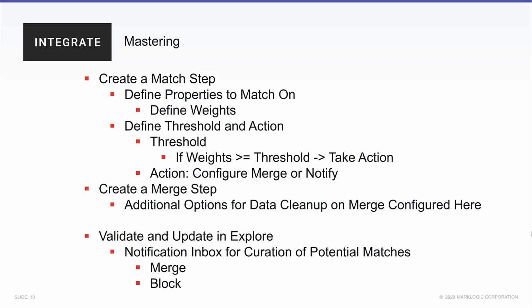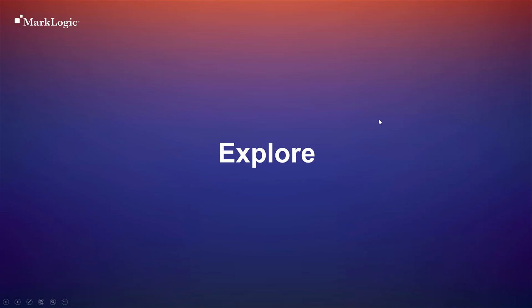Along with your match step, you can create a merge step. In the merge step, we can add additional options for data cleanup, essentially on how we want to handle the disambiguation, the merging of similar data into that distinct entity for us. And then finally, validate, update, and explore. There's a notification inbox for curation of potential matches that you saw. There you can determine whether you want to merge those entities or block any merges in the future. And that's it. We've integrated our data. We've mastered our data. Now let's go explore.